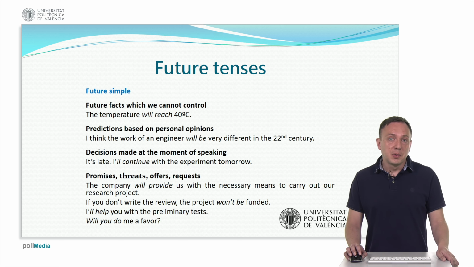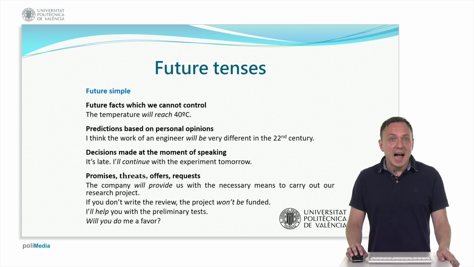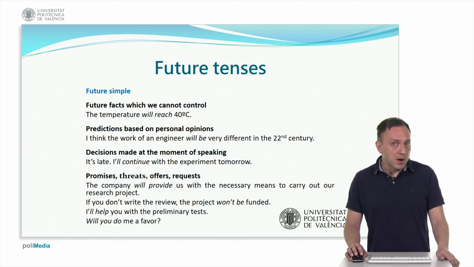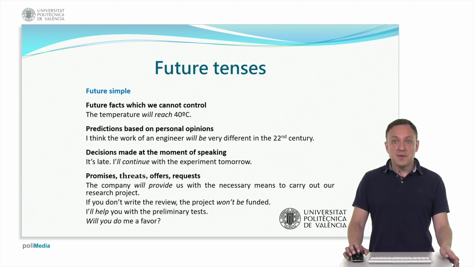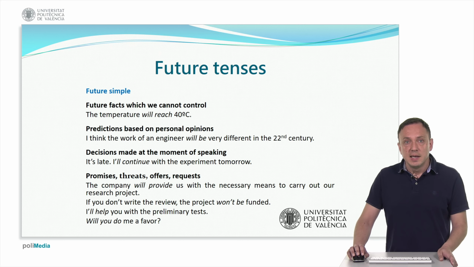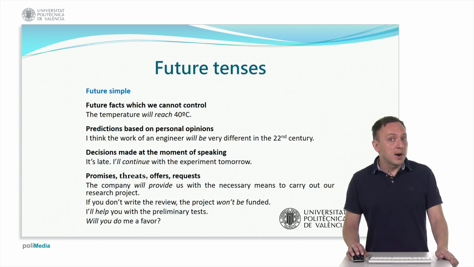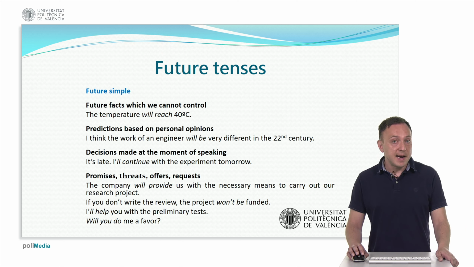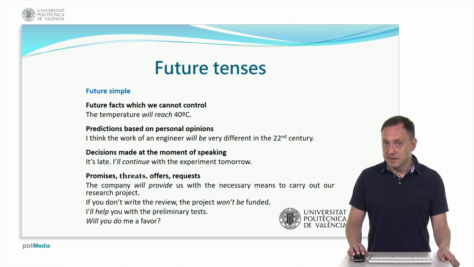The future simple is also used for decisions made at the moment of speaking. For example, it's late. I'll continue with the experiment tomorrow. So it is a decision that you have made now on the spot. This tense can also be used for promises, offers, threats, and requests. Like, for example, the company will provide us with the necessary means to carry out our research project. That's a promise.